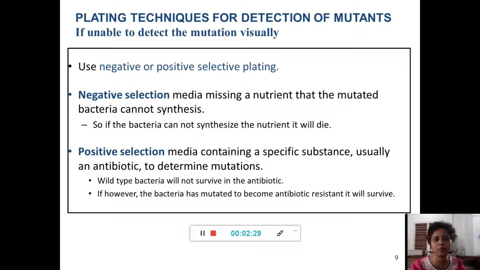Such biochemical mutants can be detected by using either a negative or a positive selection technique. Now, what is a negative selection technique? A negative selection technique is one which we use in the case of auxotrophic mutants. That is, you grow them in a media missing a particular nutrient that the mutated bacteria cannot synthesize. So, the bacteria that cannot synthesize the nutrient will die. Now, coming to the next one, the positive selection technique. In the positive selection media, which contains a specific substance, here an antibiotic, you determine those resistant mutants.